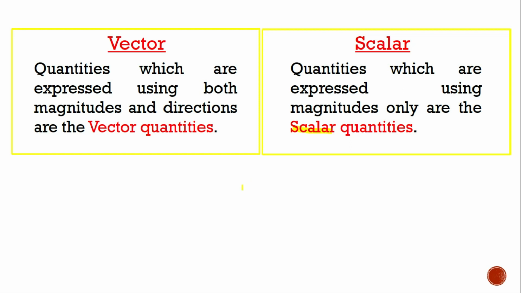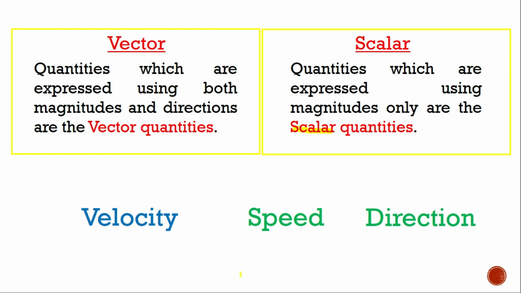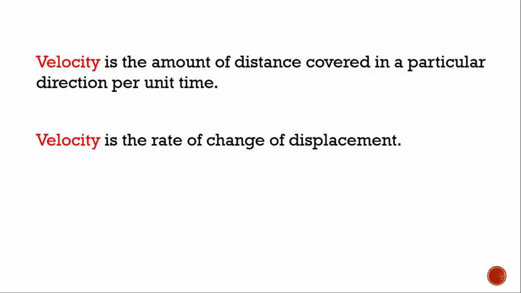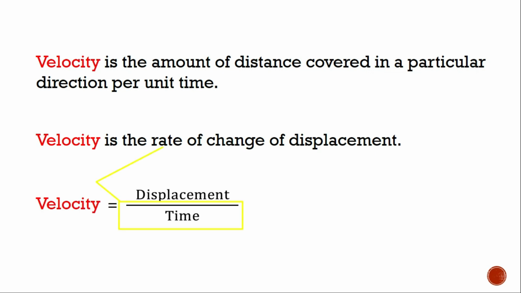So you can say that velocity and speed are quite a lot similar to each other except for one simple difference, and that difference is direction. Basically, velocity is nothing but speed expressed along with direction. And if we look at the definition of velocity, it is the amount of distance covered in a particular direction per unit time, and can also be defined as the rate of change of displacement, which can be denoted as displacement upon time. As I already said, that rate means divided by time.